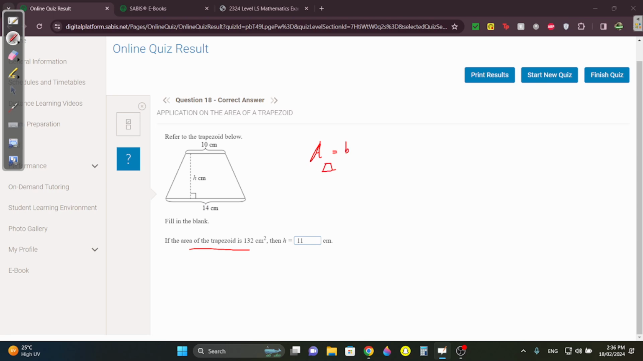Area of a trapezoid is base 1 plus base 2 over 2 times the height equals the area. If the area is 132, then what is going to be the height if you have both bases? Let's solve it. 10 is base 1 plus base 2 is 14, over 2 times the height equals 132. 10 plus 14 over 2 is 24 over 2 times the height equals 132.